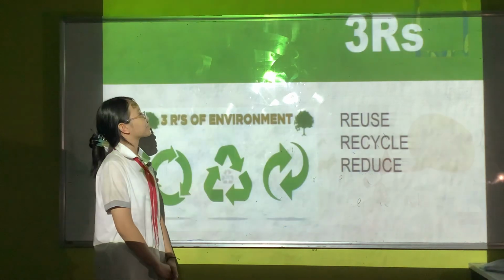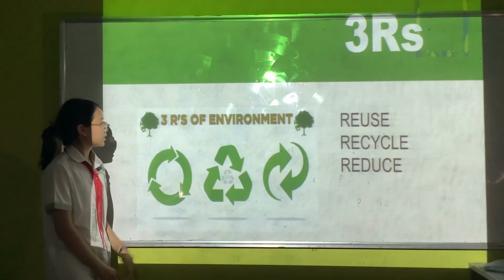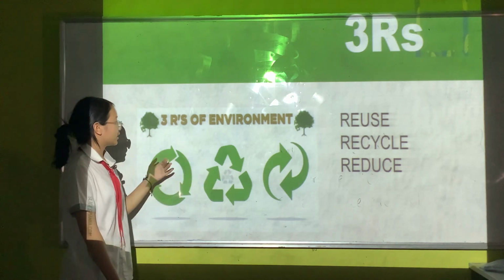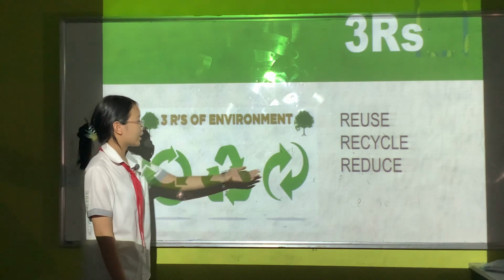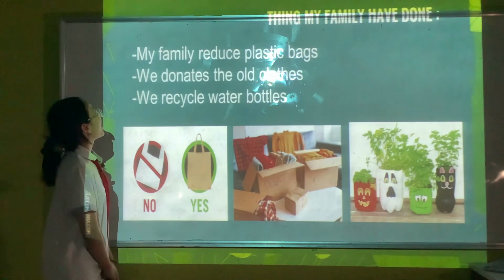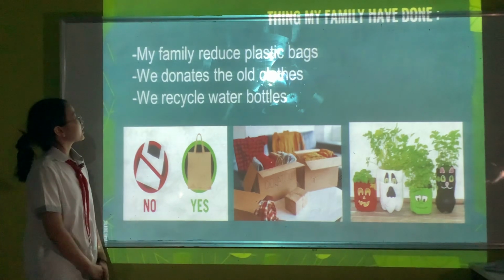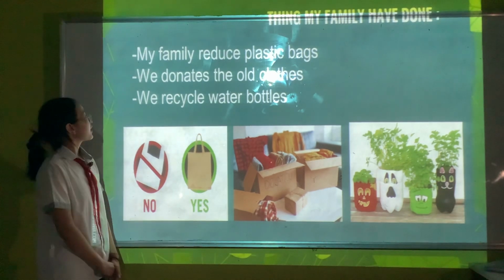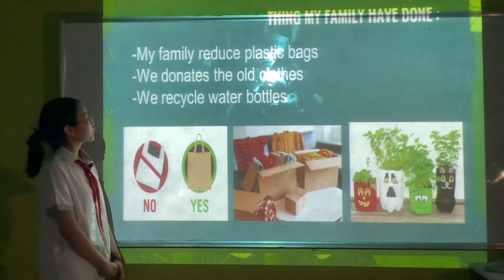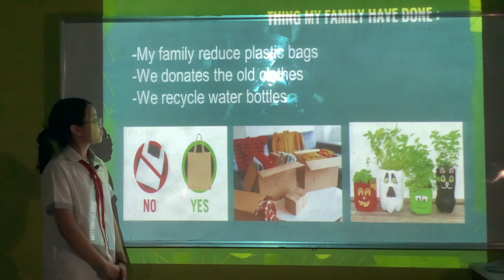Next, the three R's of the environment mean reuse, recycle, and reduce. Things my family has done: my family reduced plastic bags, we donate old clothes, and lastly we recycle water bottles.